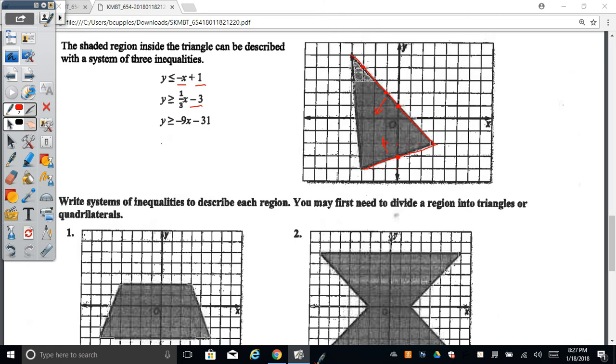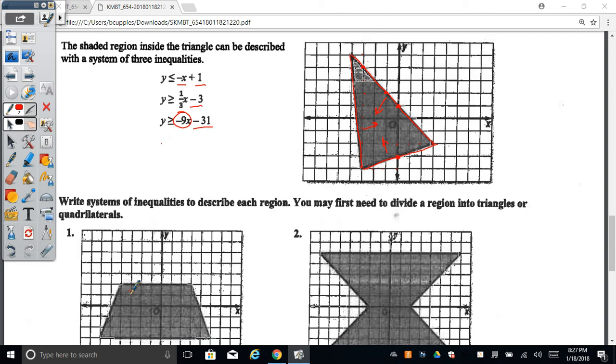Now, for the last one, again, we have a solid line. So that helps because it's going to be or equal to. So it's shaded above. So I have greater than or equal to. My slope, if I count this, 1, 2, 3, 4, 5, 6, 7, 8, 9, left 1. If I go left 1, that's negative 1, so this is a negative 9 slope. Now, how the heck did they get that negative 31? Well, here's how they did it.